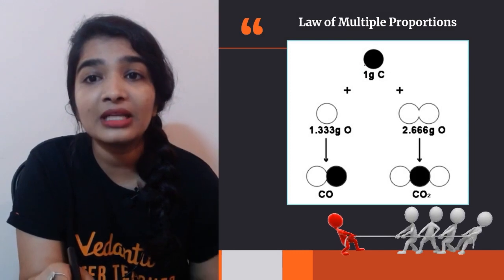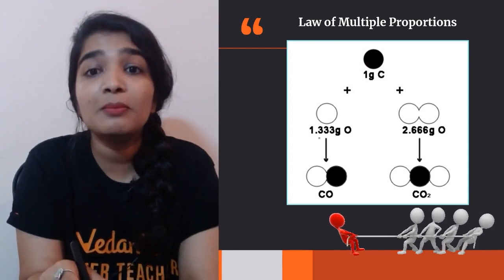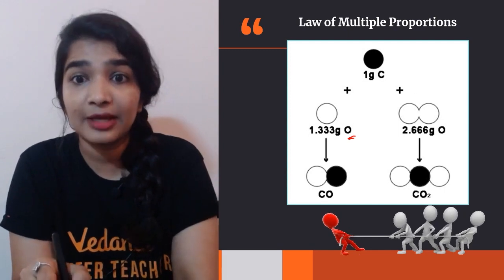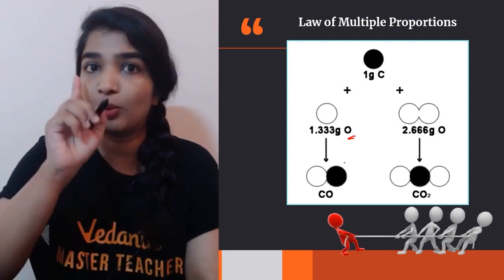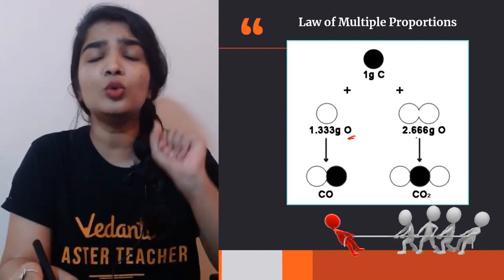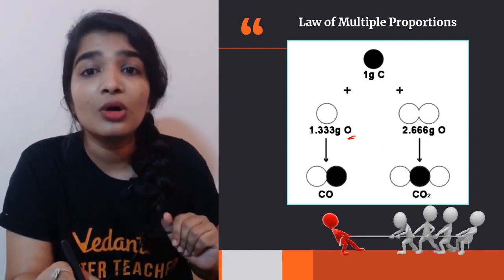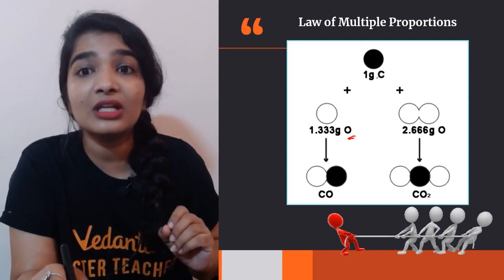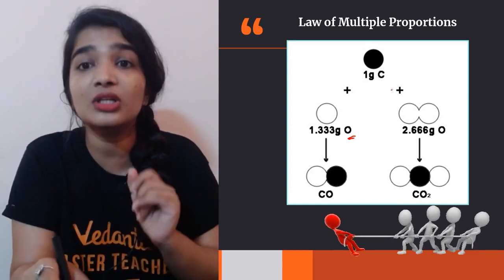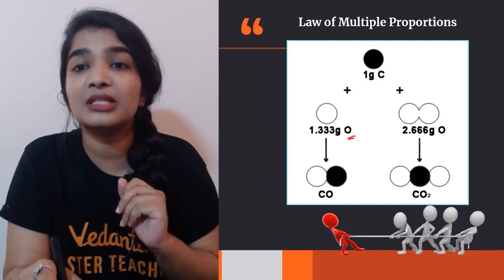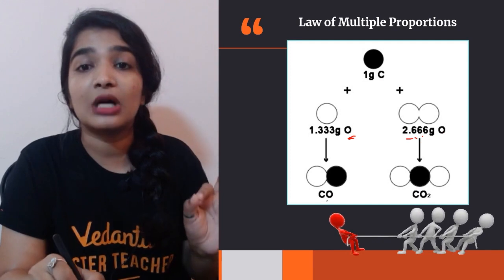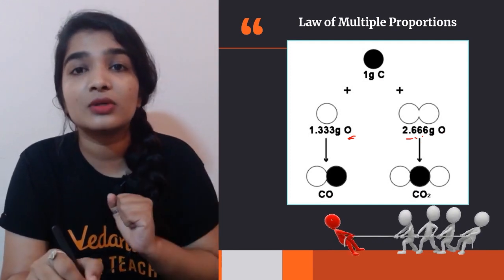See, here you have 1 gram of carbon and 1.333 gram of oxygen. Here, as it is carbon monoxide, only one oxygen atom is enough. This is carbon dioxide, you need 2 oxygen atoms. So 1 gram of carbon will combine with 1.33 gram of oxygen. Here 1 gram of carbon is combining with 2.66 gram of oxygen. So carbon monoxide is formed, carbon dioxide is formed.